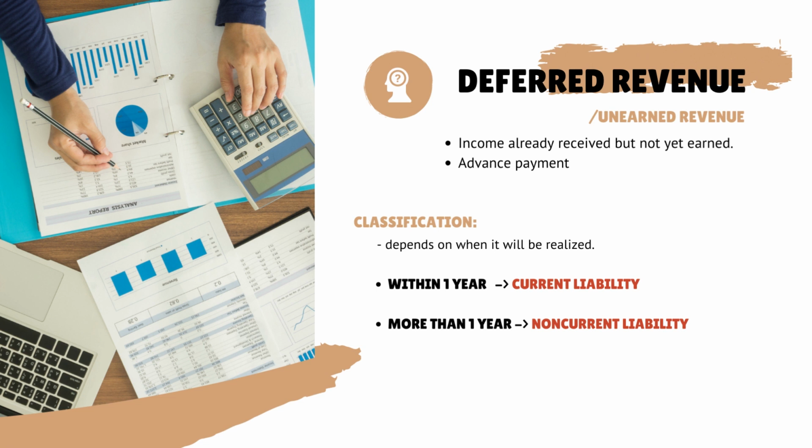Okay, next, deferred revenue or unearned revenue. These are income that are already received but not yet earned. In other terms, this is what we call advance payment. So, deferred revenue: although we have already received what would be sales, what happened is we have not yet earned it, because either we have not yet delivered what they bought or the service is still in the future.